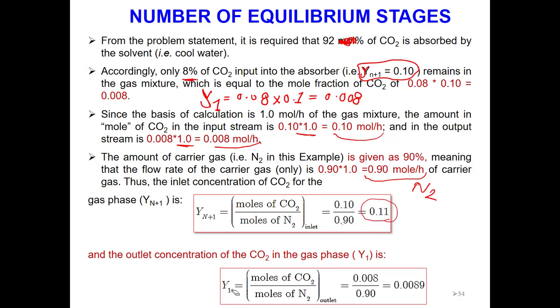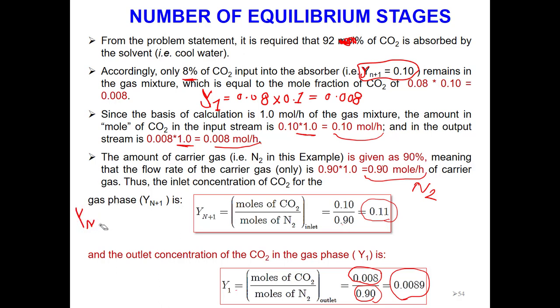We can do the same thing for capital Y at the top of the column, which is Y1. Again, nitrogen doesn't transfer, so the amount from the beginning to the top is the same. At the beginning we had this much CO2, at the top we have this much. So it gives me this value. This is one way to calculate it. Another way is just to use this equation.